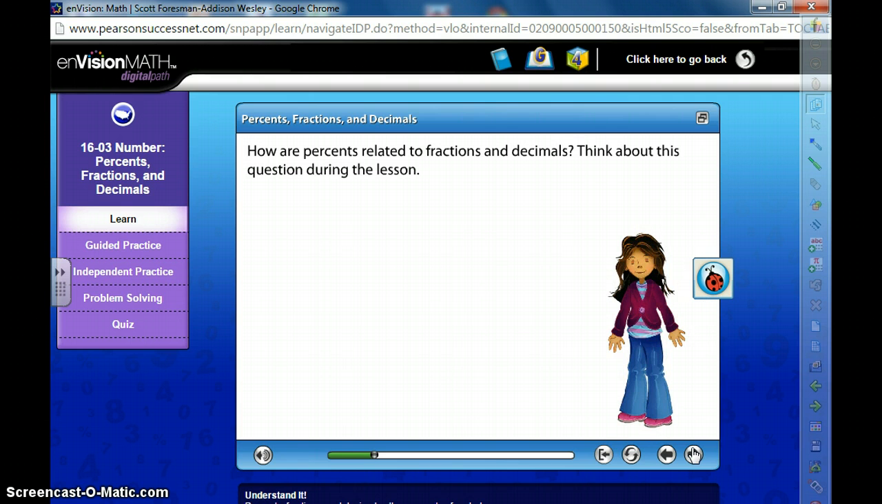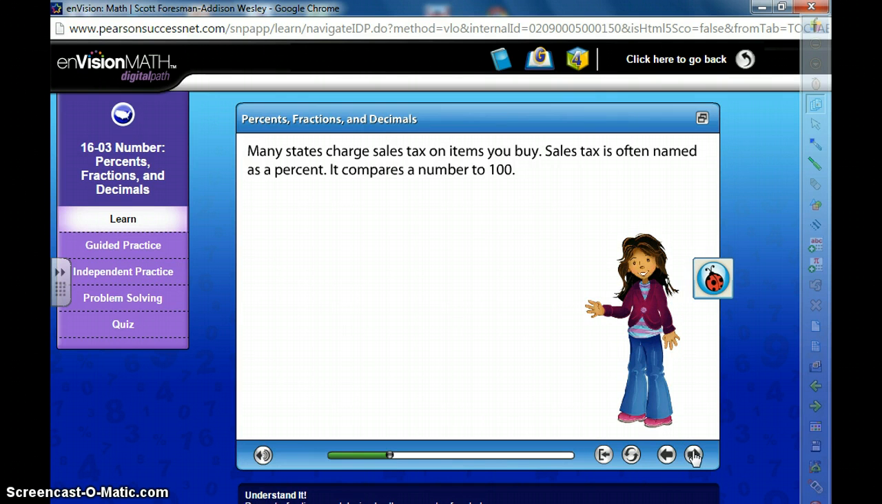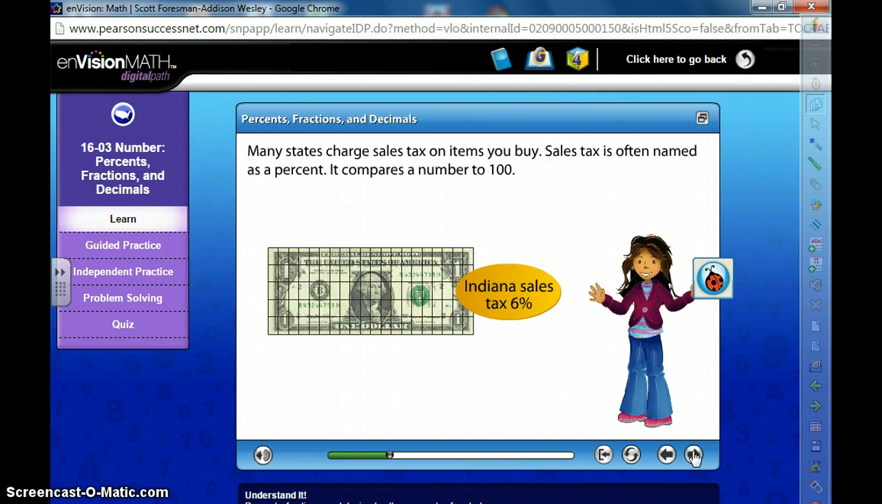How are percents related to fractions and decimals? Think about this question during the lesson. Many states charge sales tax on items you buy. Sales tax is often named as a percent. It compares a number to 100. It says Indiana sales tax is 6%.